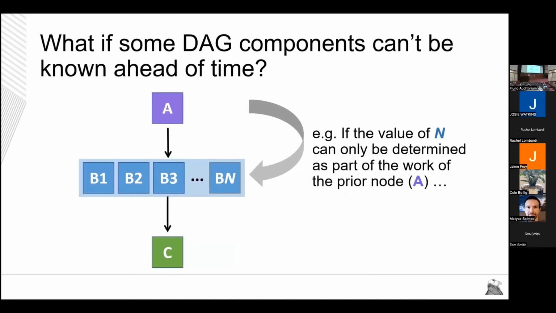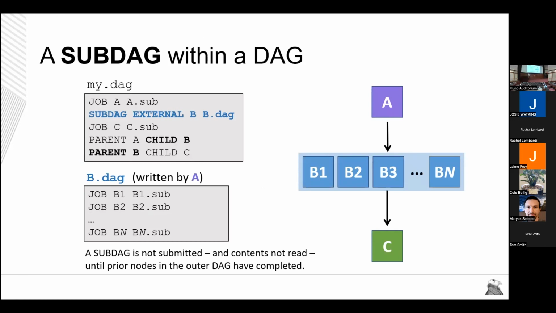What if some DAG components can't be known ahead of time? Maybe a weakness of the DAG file is that you have to explicitly state everything at the get-go. But what if, for example, when our A job splits up a bunch of big input, each to be separate input files to our B jobs, we don't know until that split has happened how many pieces are going to be necessary? So we don't know the value of N. We don't know how many submit files. We don't know how many B job nodes we need. And the answer to that is to use a sub-DAG.